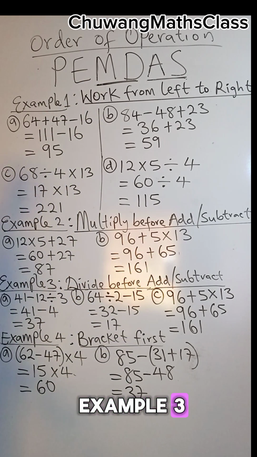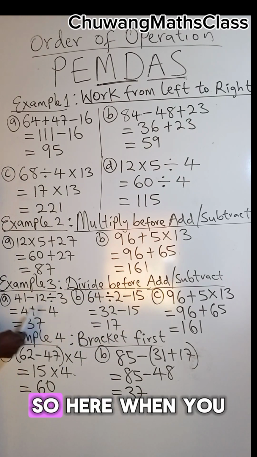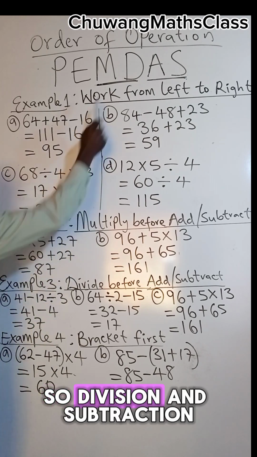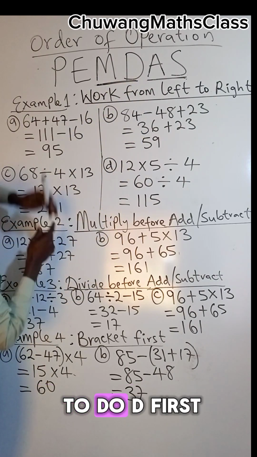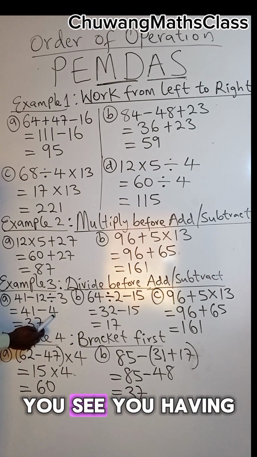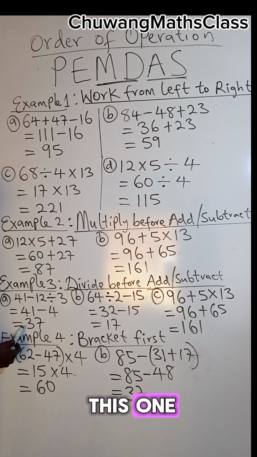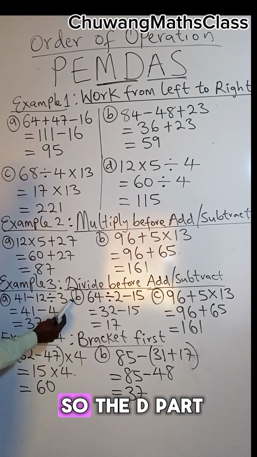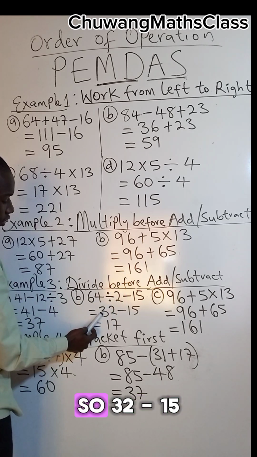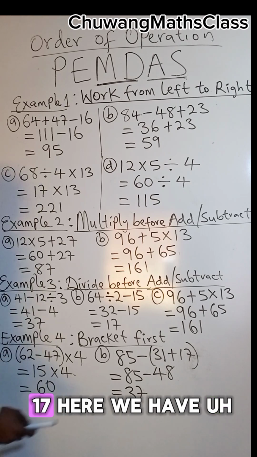So example 3 says divide before you add or subtract. So here, when you are having division and subtraction, definitely you are going to do division first. So you divide 12 divided by 3, you are having 4. Now your subtraction, 41 minus this one gives us 37. So the D part also, you are going to divide first. So 32 minus 15 here gives us 17.